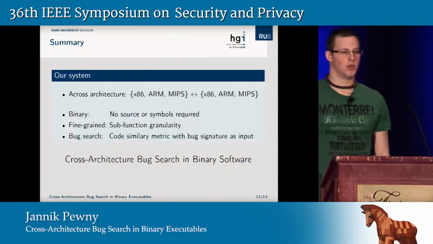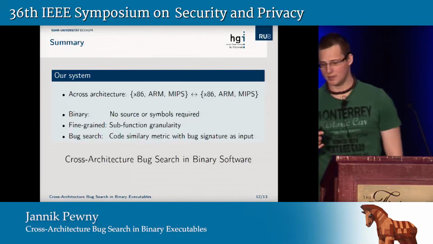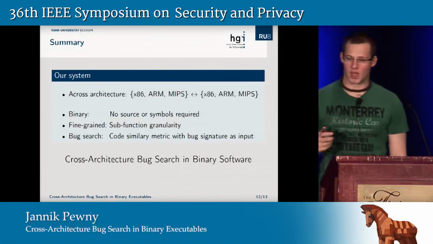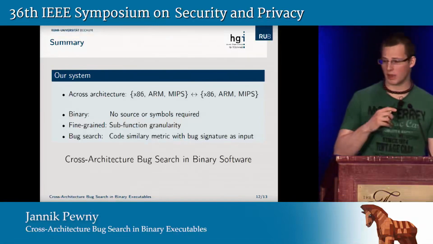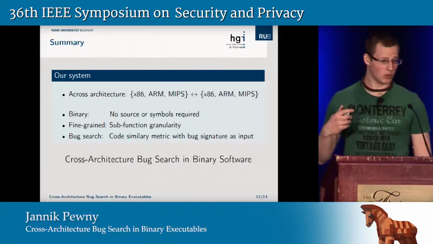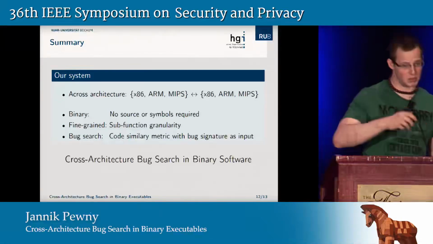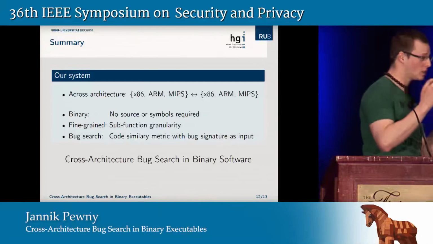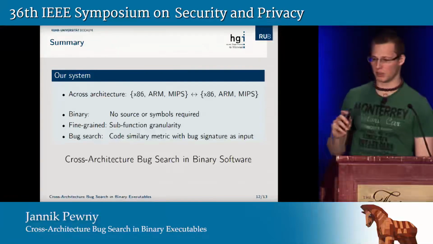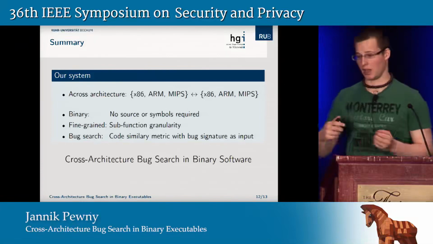So in summary, we work on binaries, no source code or symbols required. We have a very fine-grained sub-function granularity code similarity metric. And by using that code similarity metric with a bug signature as input, we can actually use that for bug search. And maybe the coolest thing, which is why it's at the top, we can do so across architectures. So from x86 to MIPS, from x86 or MIPS or ARM to any of the other architectures, that still works reasonably well. So in the end, we come up with cross-architecture bug search in binary software.